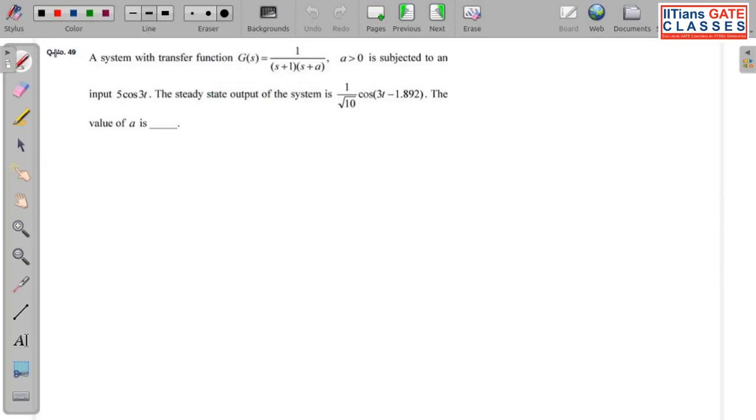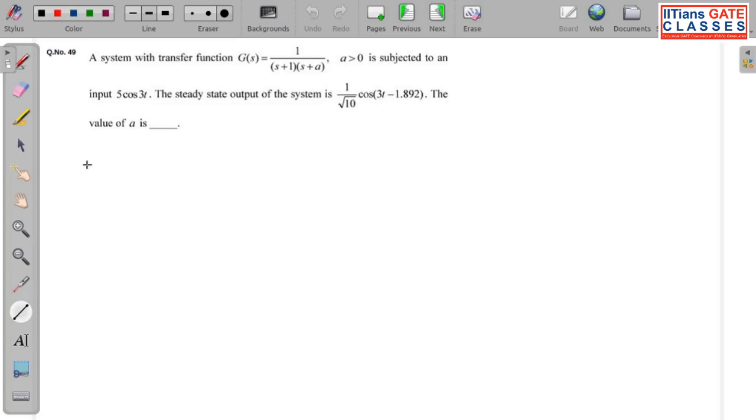So the next question, this is also very simple. A system with transfer function G(s) = 1/((s+1)(s+A)), where A is greater than 0, is subjected to an input. The steady state output of the system is given, and we need to find the value of A. Very simple question.